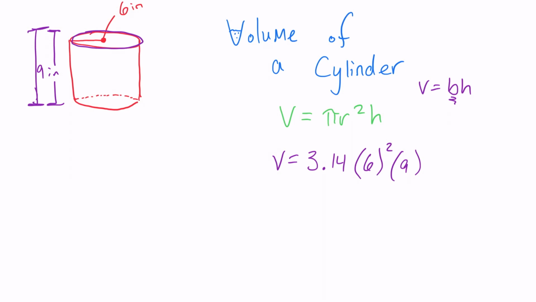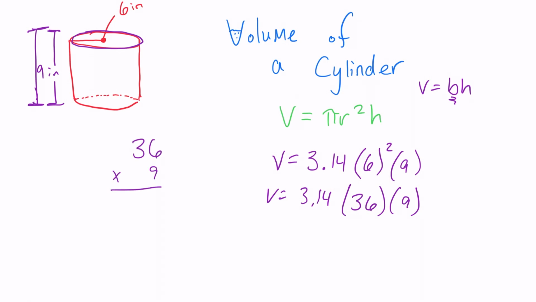We have 3.14 times 6 squared times 9. Always start with your order of operations, right? Exponents in this case, we have 6 squared, which is going to be 36, and that's going to be multiplied by 9 and also by 3.14. And that'll give me my solution once I'm all finished here. So let's do 36 times 9 first. 9 times 6 will give me 54. 9 times 3 is 27, plus 5 will give me 32. So we get 324 for 9 times 36, and we need to multiply that still by 3.14.